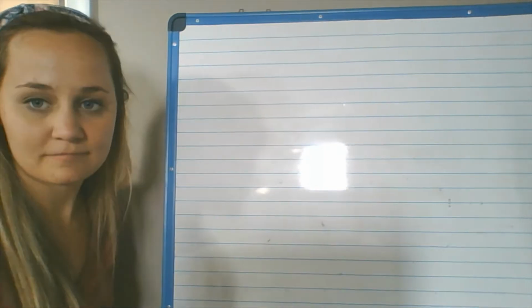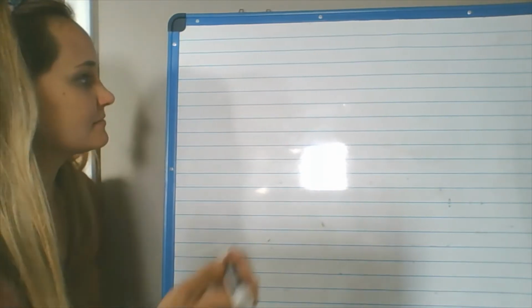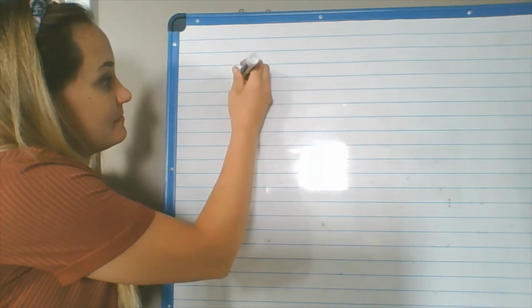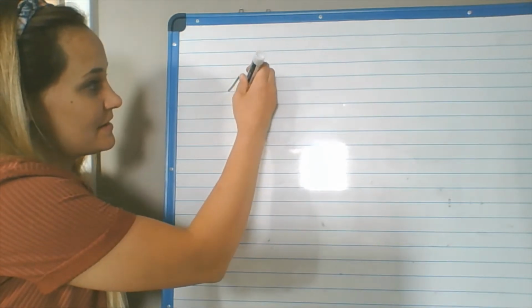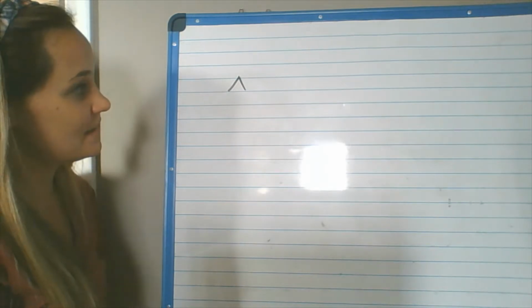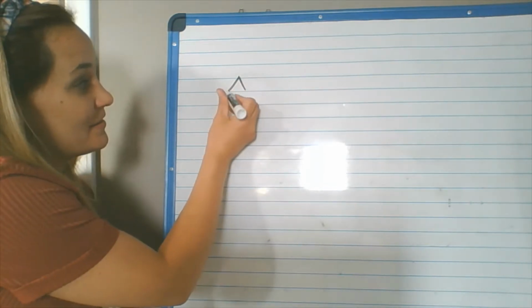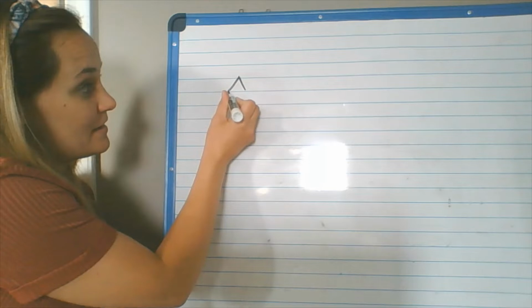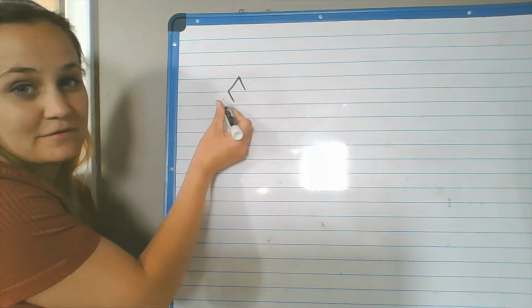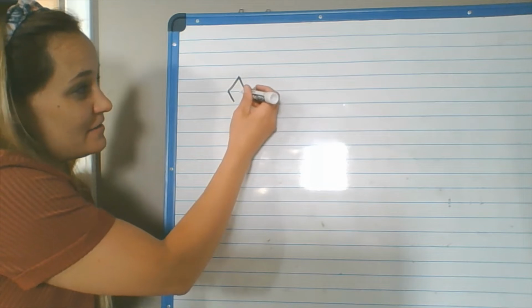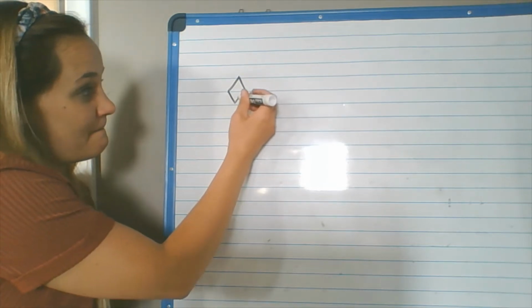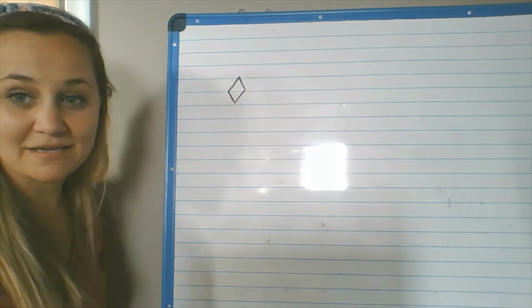Let's draw a rhombus. First, make a slanty line as if you're going to make a triangle. Second, make another one. And then third, make a line going in from this one, kind of angled to the bottom, and another line like that. Now we have a rhombus.